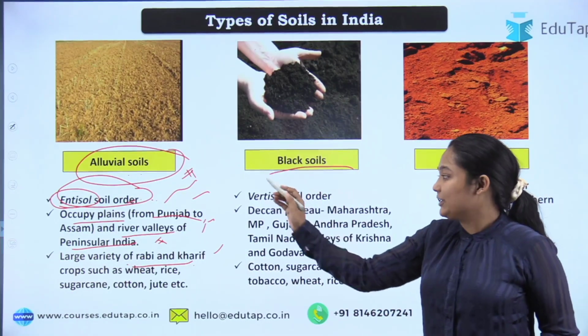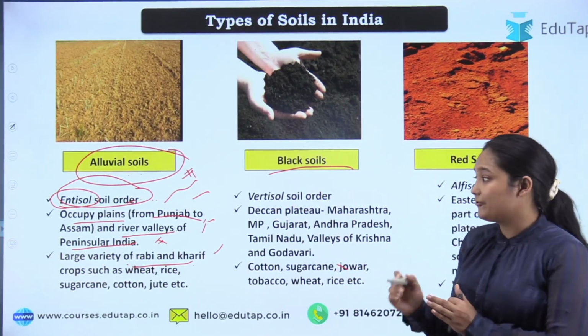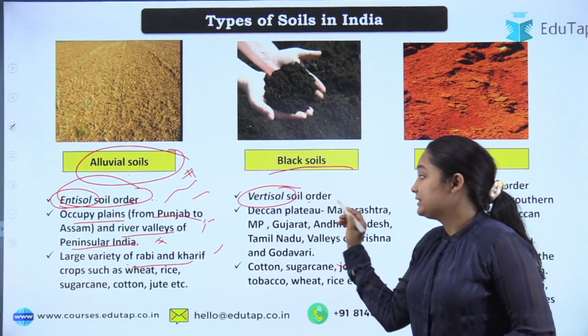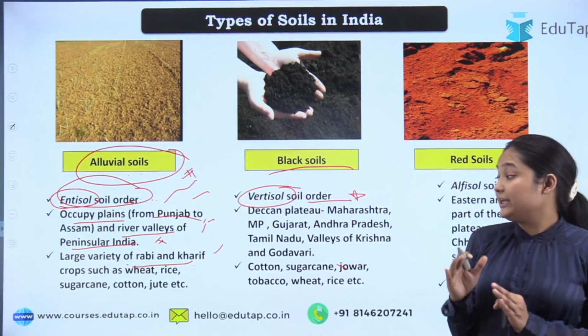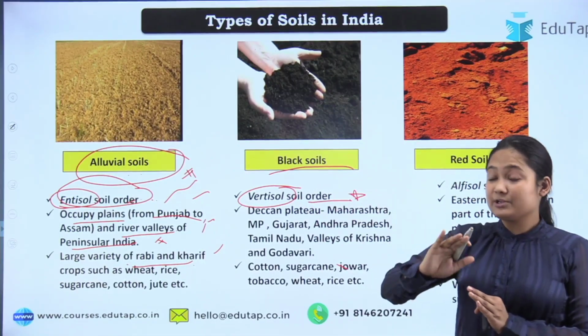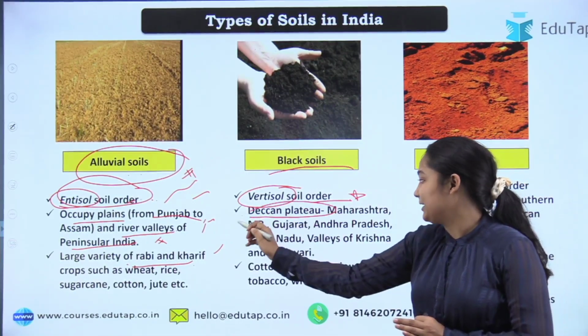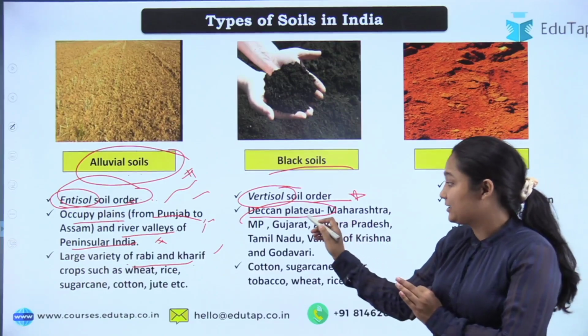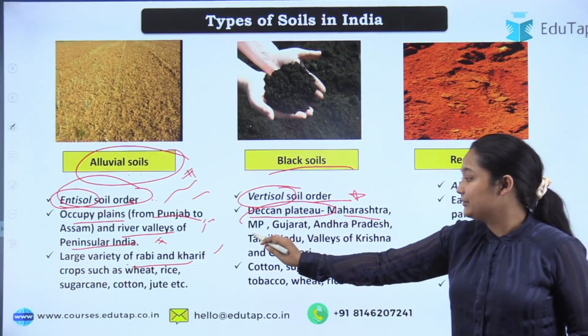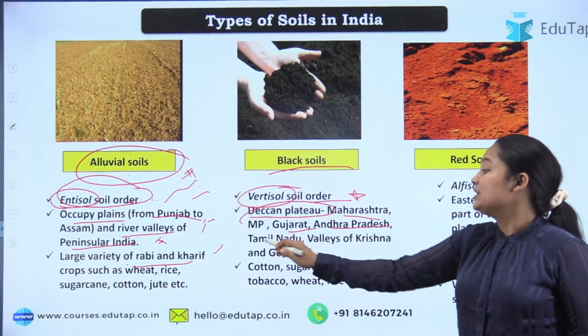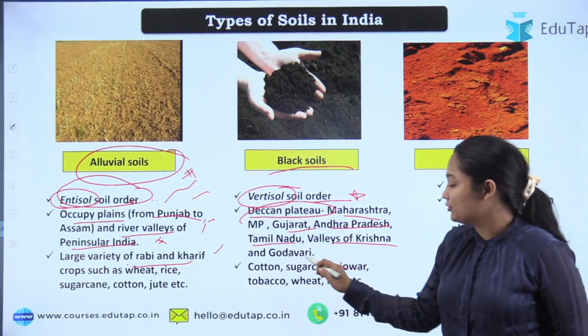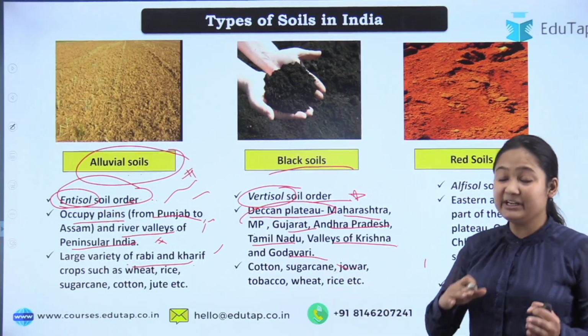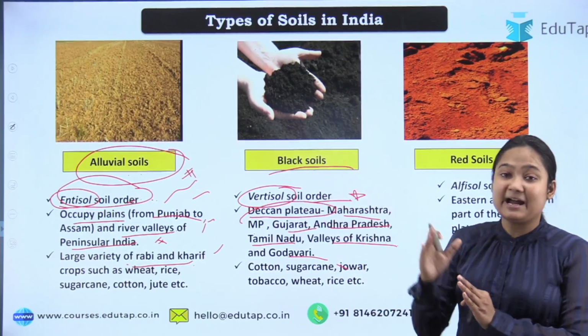Talking about black soil, it is made up of the order vertisol. This is again very important. Where is this black soil found? Black soils are found in the Deccan Plateau, especially in Maharashtra, Madhya Pradesh, Gujarat, Andhra Pradesh, Tamil Nadu, and the valleys of Krishna and Godavari, that is the basin of Krishna Godavari. At these places you will find black soil.